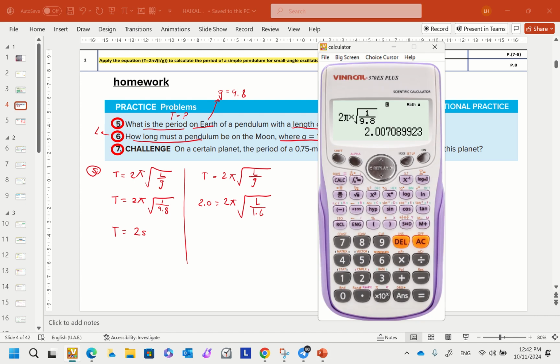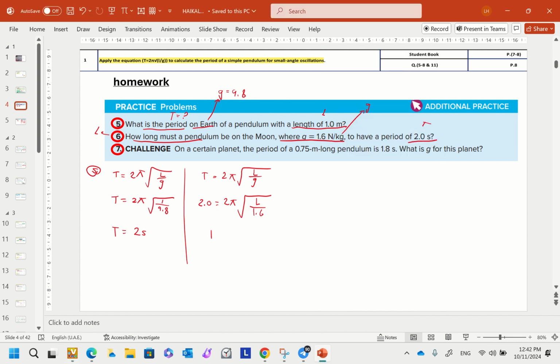Using the calculator, 2.0 is equal to 2 pi times the square root of L, which is the unknown, divided by g, which is 1.6. And then you can press Shift, Calc, equal. So the length of the pendulum must be 0.16 meters to have a period of 2 seconds on the moon.